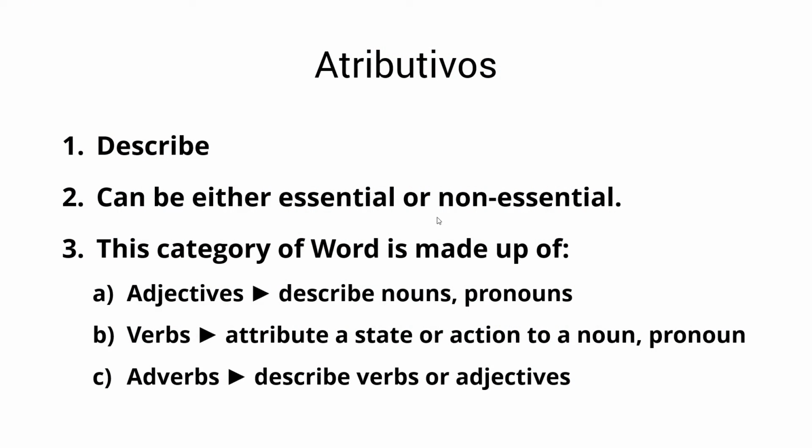So, the recap. Atributivos describe. They can be either essential or non-essential, and I'll go over that in a different video. But this category of word is made up of adjectives, verbs, and adverbs. Adjectives describe nouns or pronouns. Verbs attribute a state or action to a noun or pronoun, and adverbs describe verbs or adjectives. And that's it.